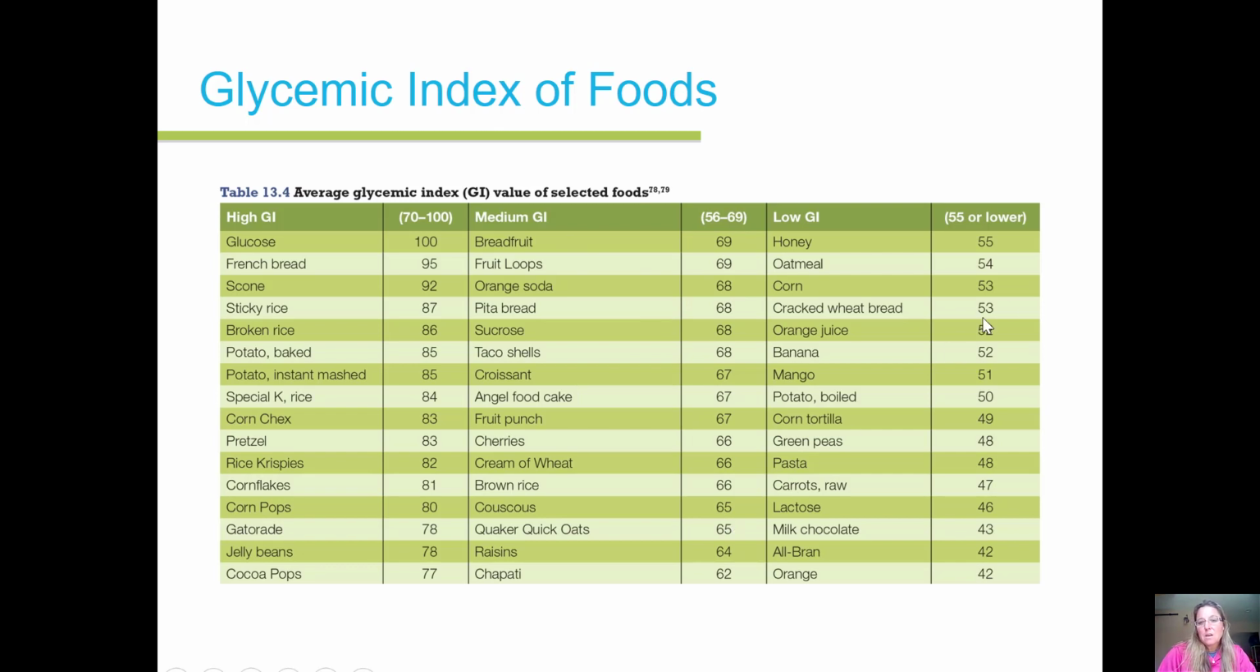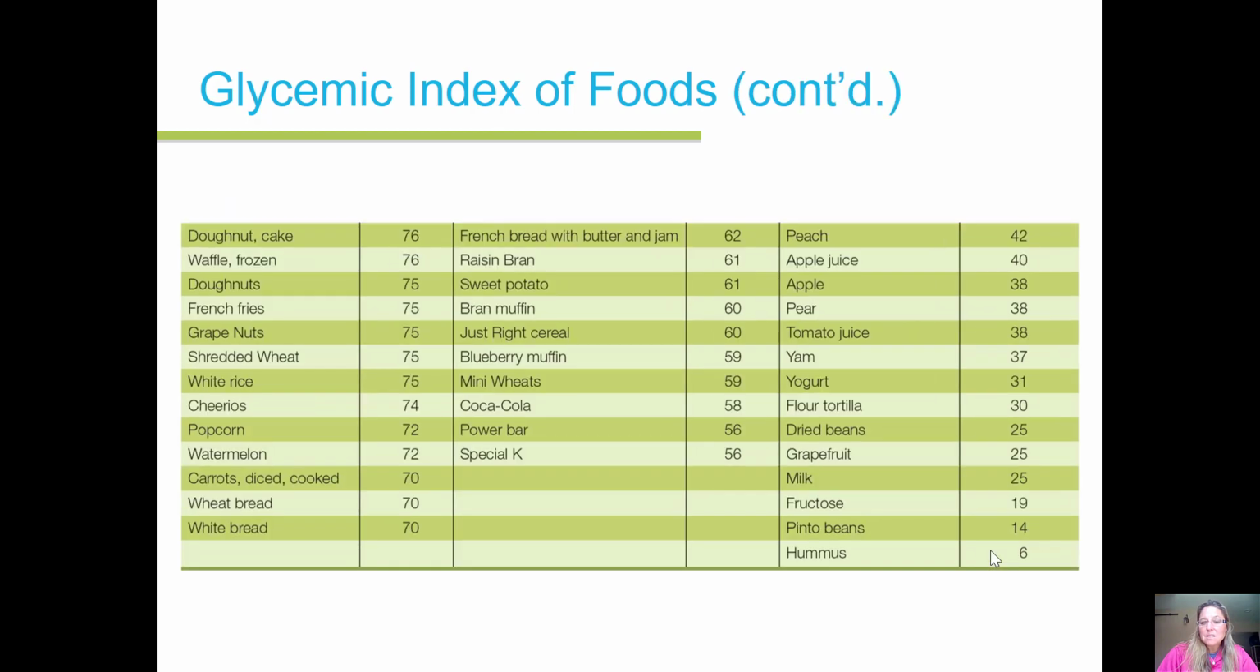Obviously, diabetics want to choose foods that are in the low glycemic index column, okay, because remember, diabetes is characterized by the abnormal utilization of carbohydrate that results in elevated blood glucose levels. So these people already have problems transporting that glucose out of the bloodstream. So therefore, they want to choose foods that are lower on the glycemic index. So this glycemic index is very important for diabetics.